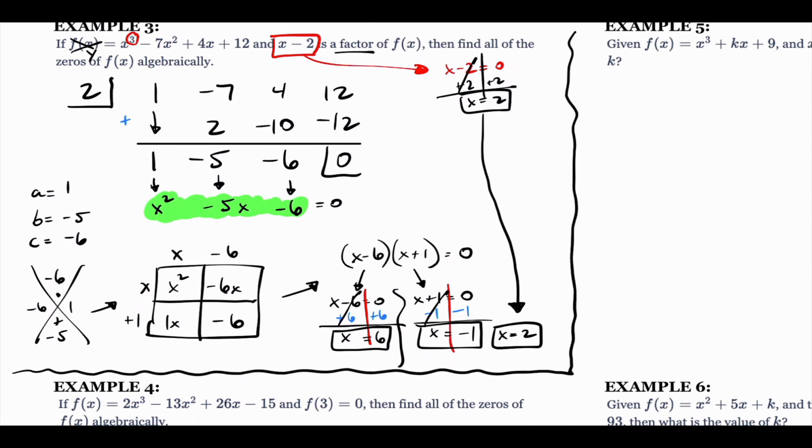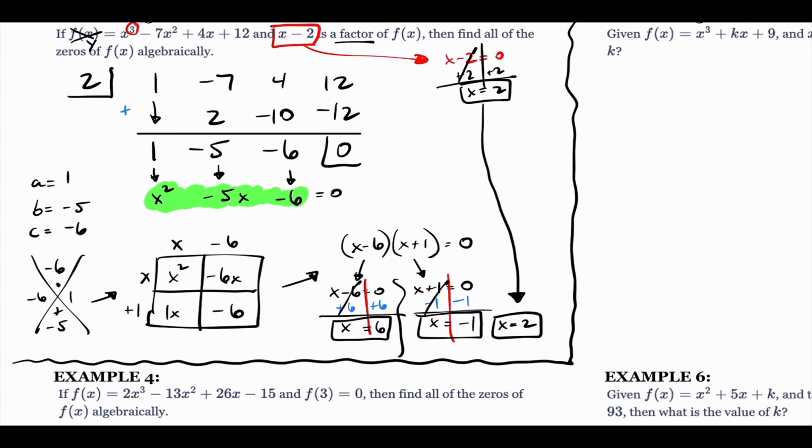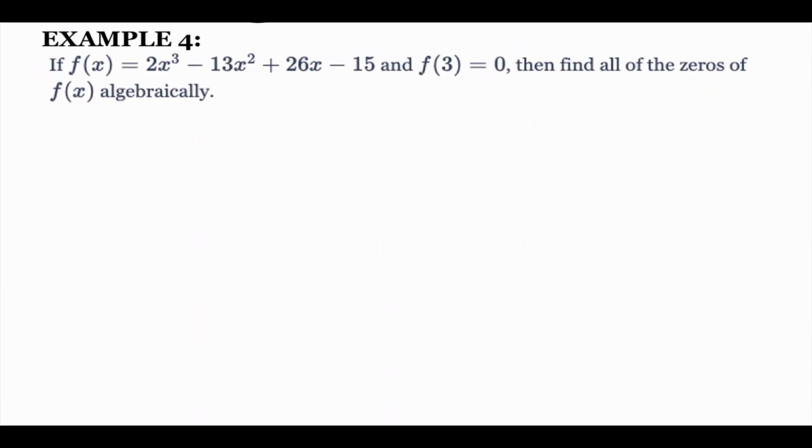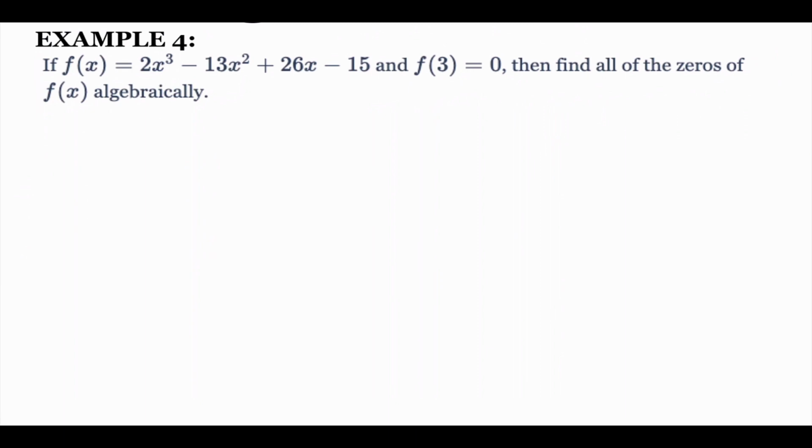Okay. I'm going to try the next one. It's going to be very similar. There's a key difference, but it's essentially that same question. So let's look at number 4. Again, f of x, don't let that mess with you. So we get 2x to the third minus 13x squared plus 26 minus 15. Then it has this weird guy right here.